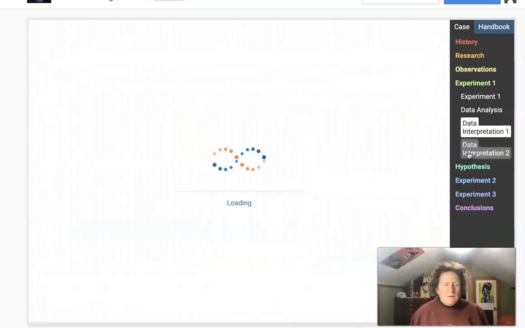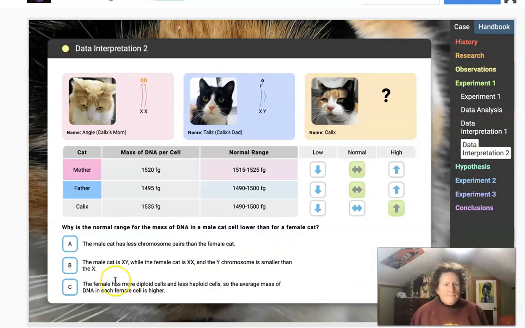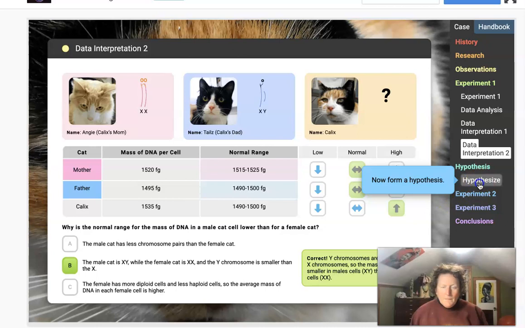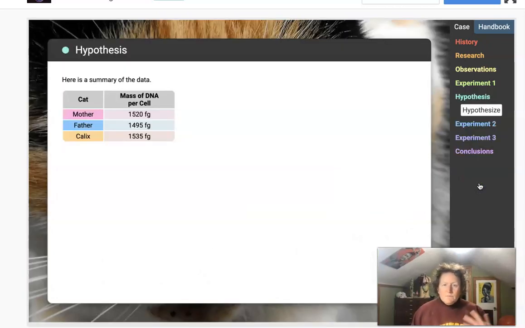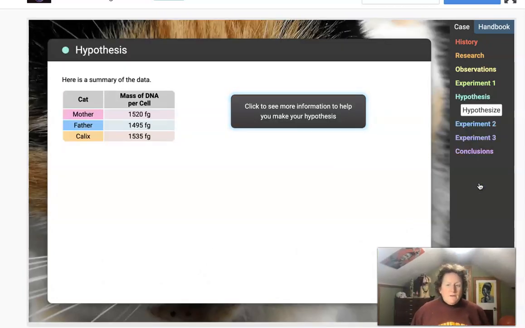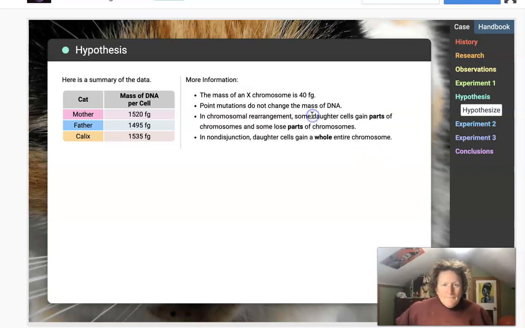So let's go interpret our data here. Why is the normal range for mass of DNA in a male cat cell lower than for a female cat? Well, that Y chromosome is smaller than the X, and males are XY, so males are going to have a bit less DNA than females. But Calix is really high. He's even higher than his mom. So that means he must have gained some DNA.